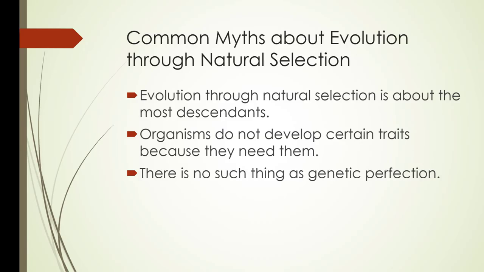So common myths about evolution through natural selection. It's about the most descendants. It's not that they develop certain traits because they need them. It's what survives the conditions. And the more descendants you have, the better chance you have for those to survive. And of course, there's no such thing as genetic perfection.